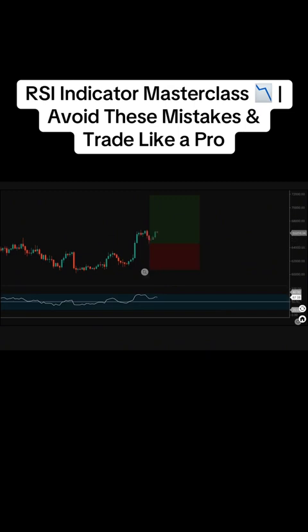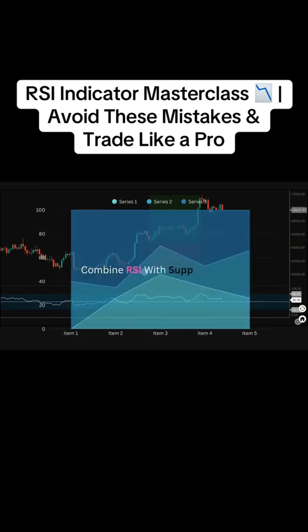I set a tight stop loss below support and targeted the next resistance level above. Within the next few hours, the price moved up, hit my target, and I locked in a clean 2-to-1 reward to risk trade. The key here, I combined RSI with support and waited for confirmation. No guessing, just structure and patience.